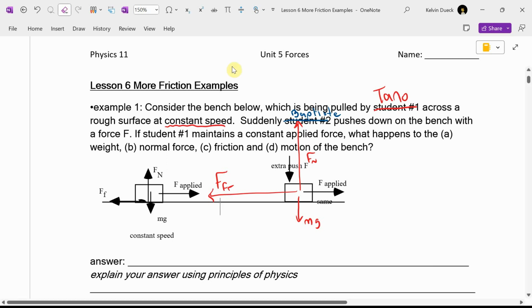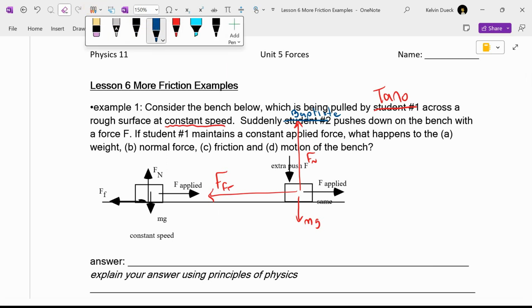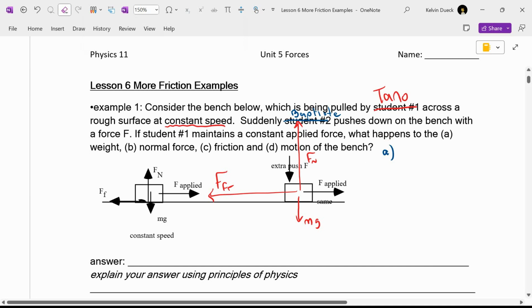And so now I can answer this question. I'll do part A right here. What happened to the weight? Now remember, weight is mg, which is why Colton, when you said the weight got bigger, I kind of jumped on you. Did the mass of the bench change? Did gravity change? So weight stayed the same. This is important.